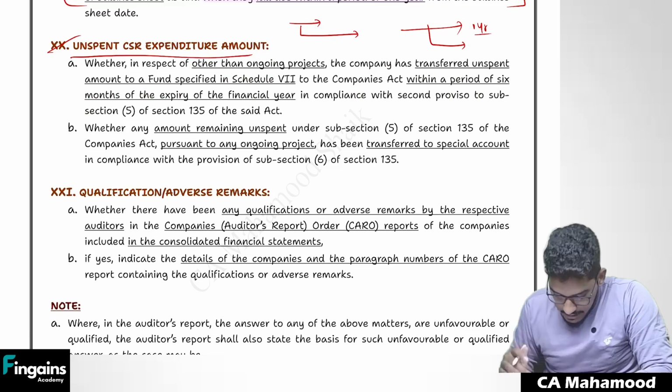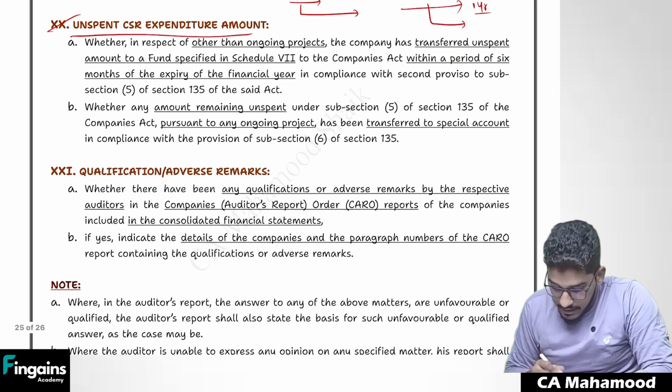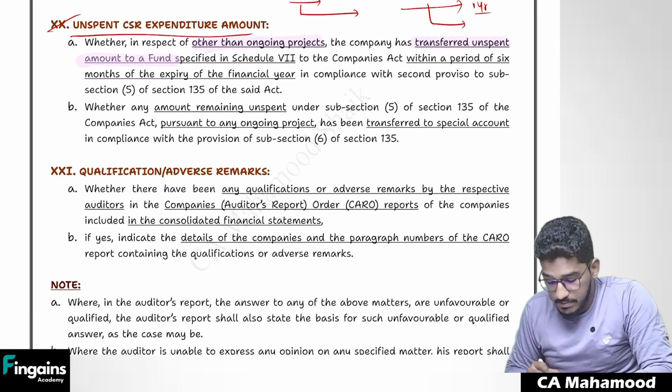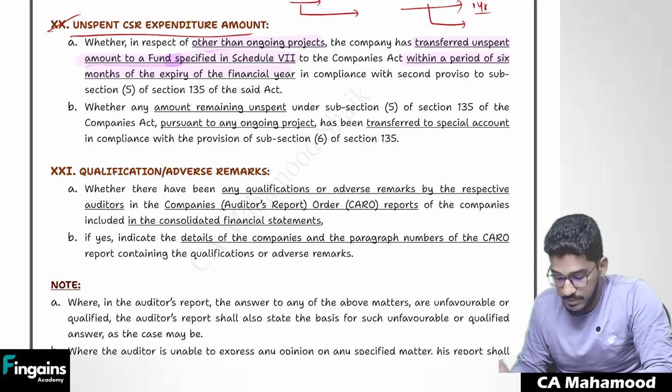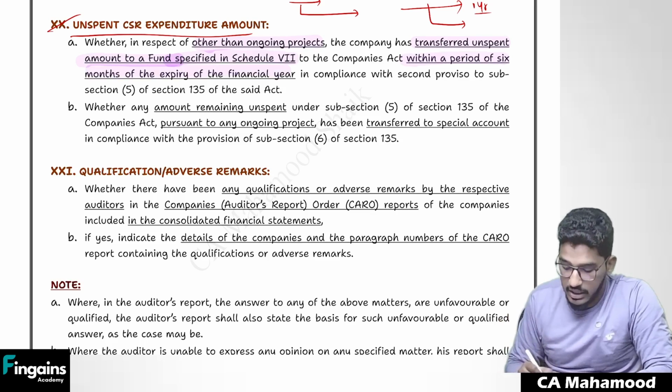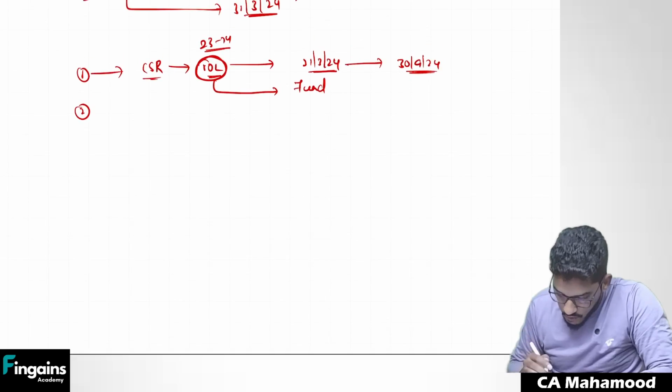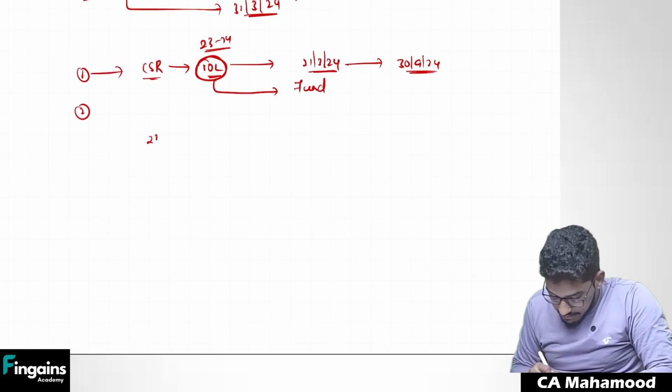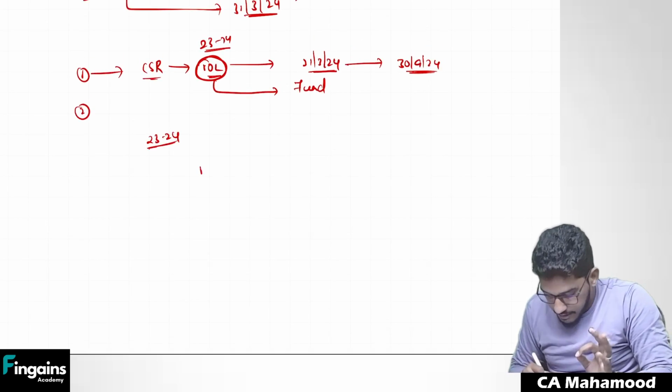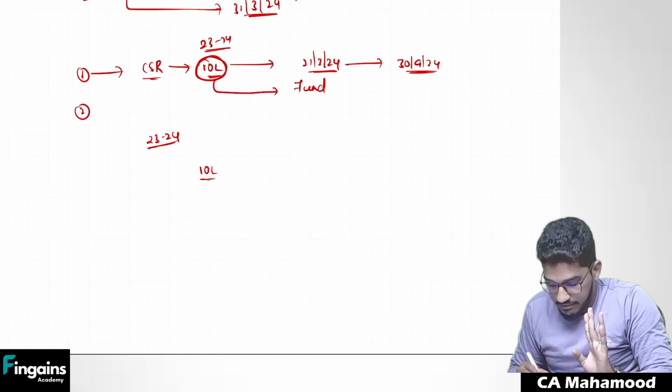So let me read it first, then you will get the clarity. Whether in respect of other than ongoing projects, the company has transferred unspent amount to a fund specified in Schedule 7 to the Companies Act within a period of 6 months from the expiry of the financial year, in accordance with section 135 subsection 5. What does that mean? Take for example the year 23-24, I will elaborate. 10 lakh rupees they have to spend on social welfare.